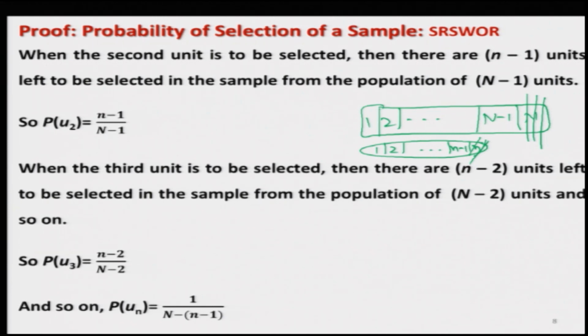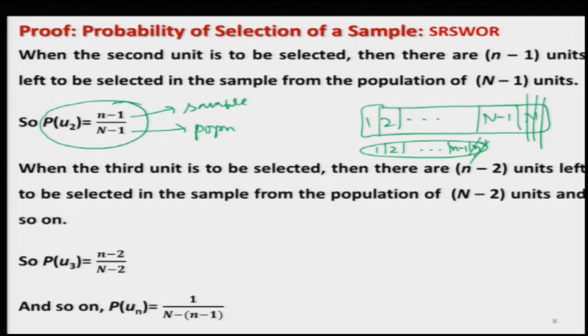So, when I am going to select my second unit, the second unit can be selected in the first draw, second draw, and so on, and using the same rule I can write down that the probability of selection of the second unit is small n minus 1 divided by capital N minus 1, which is again the same rule, the sample size what we want and the population size in the denominator.